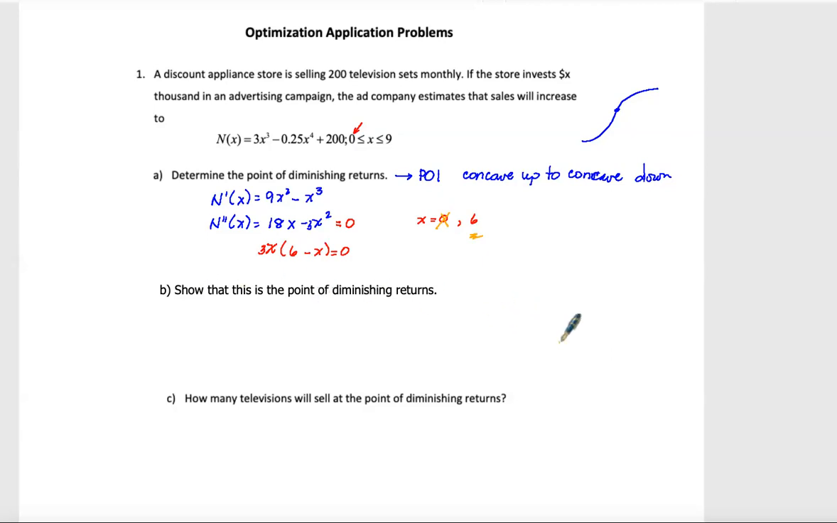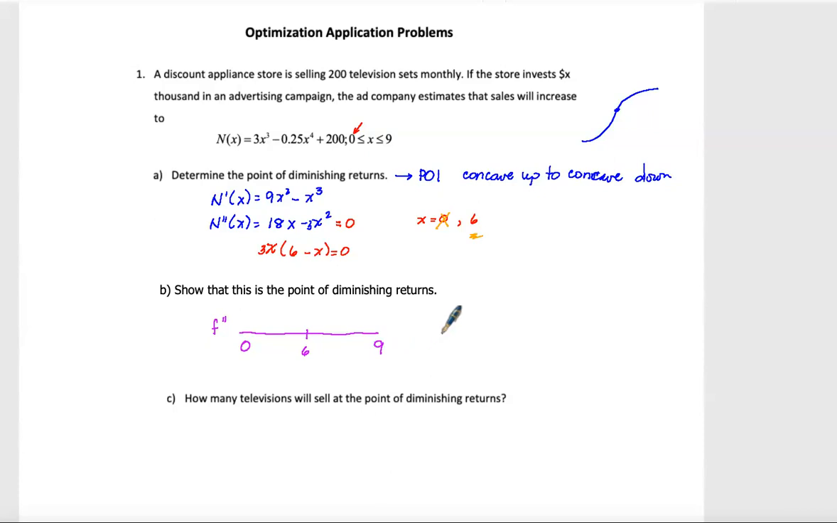Now letter B, show that this is the point of diminishing returns. So that means we have to show that at x equals 6, the concavity changes from concave up to concave down. So we have to use the second derivative sign chart. So here is your 6. That's the point of inflection. So you want to get the sign of the second derivative, and this is from 0 to 9.